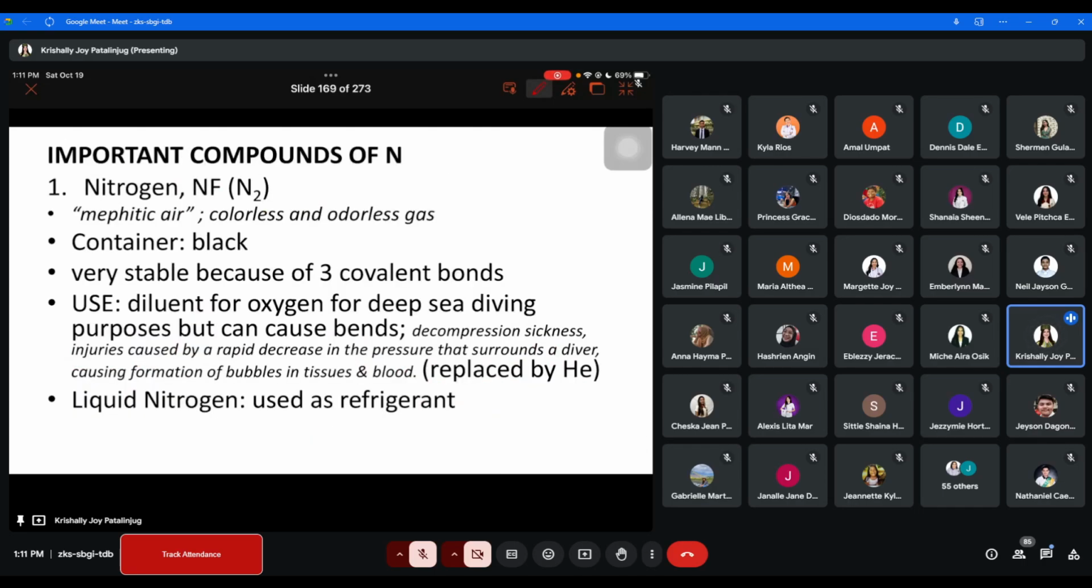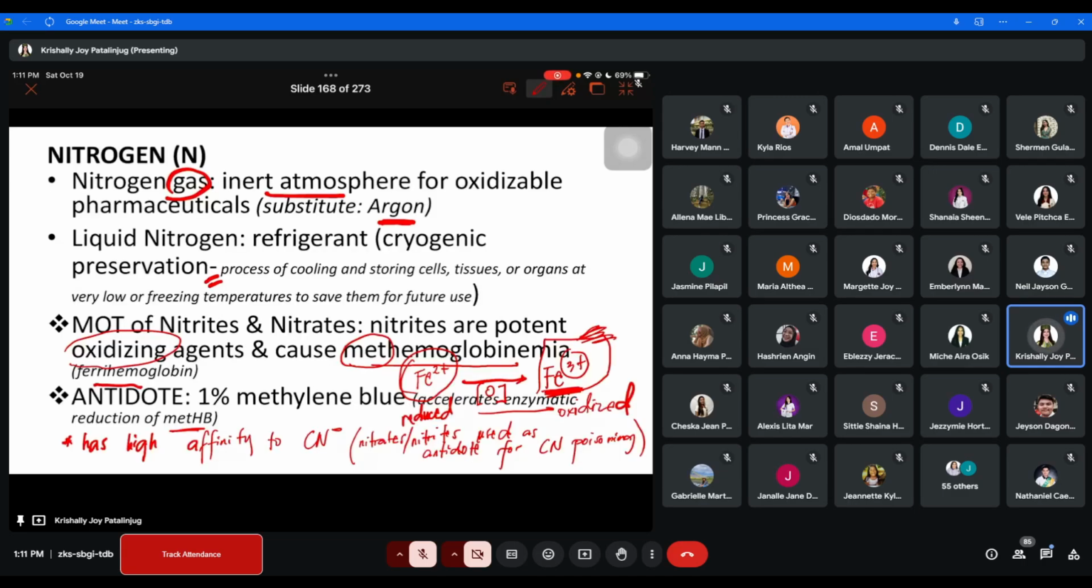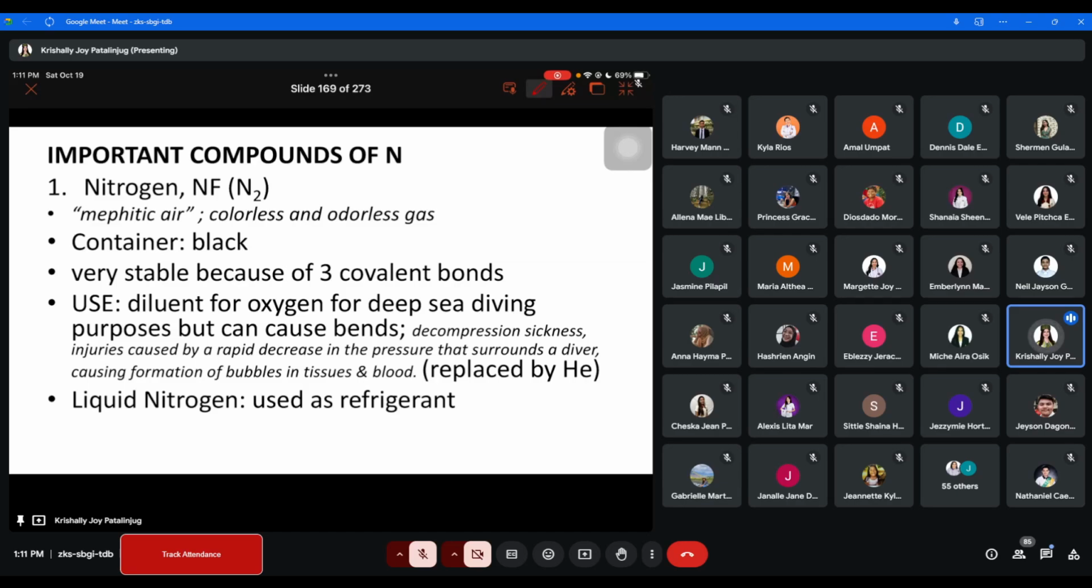Okay, next. For the important compounds ng nitrogen, although na-mention naman siya, ito yung gas form niya, yung liquid form ng nitrogen. Let's have a recap. Yung nitrogen national formulary, as we recall, tawag din sa kanya is mephitic air. Odorless, colorless gas. It is contained in a color black nga vessel. So yan yung standard nga color code for the vessels, for the containers ng nitrogen gases.